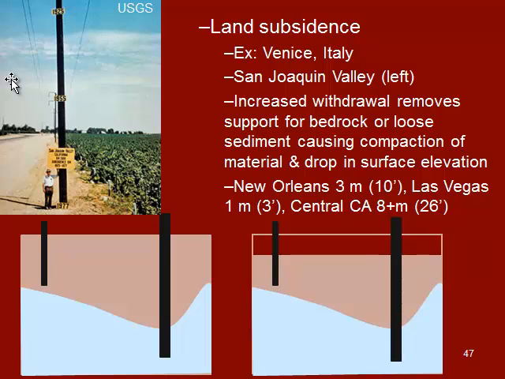San Joaquin Valley, as you can see here in this photograph, we've got where the land surface was in 1925, where it was in 1955, and where it was in 1977. Huge amount of decline. Venice, Italy is another example. New Orleans. These places are all locations where we have increased removal of groundwater, causing the land surface to subside. New Orleans, we have 3 meters or 10 feet. Las Vegas, 3 feet. In this part of California, up to 26 feet. Pretty amazing, just insane amount of land subsidence.